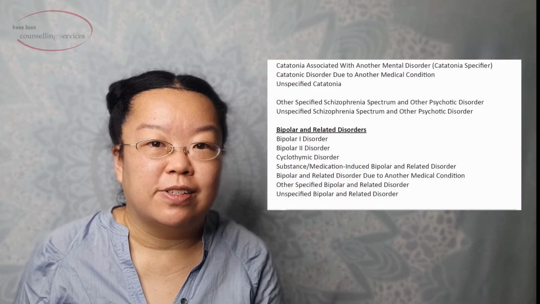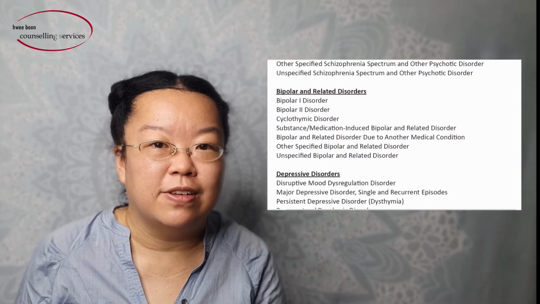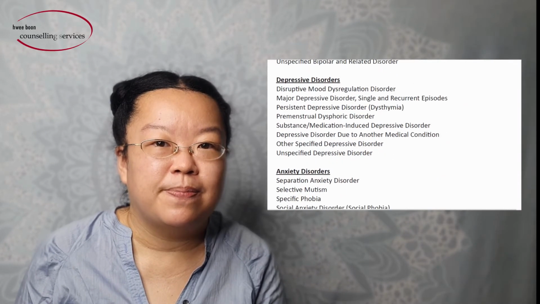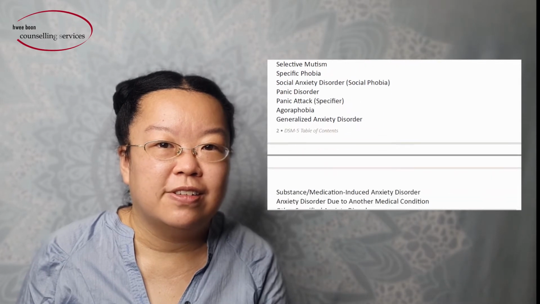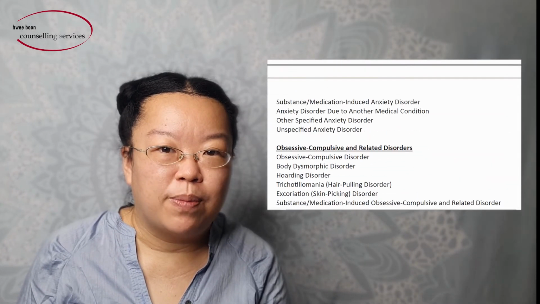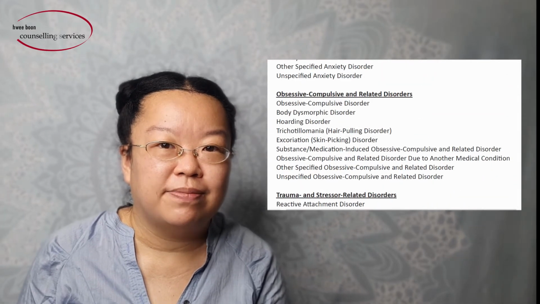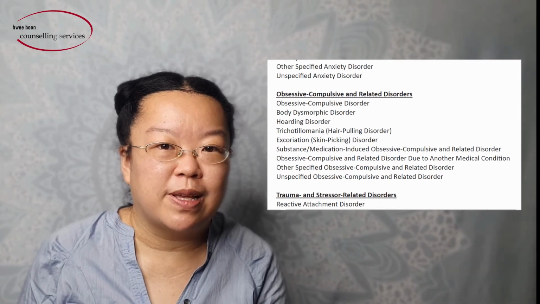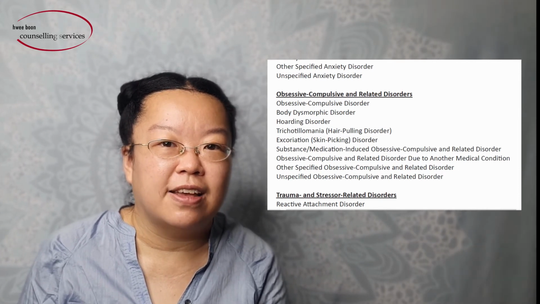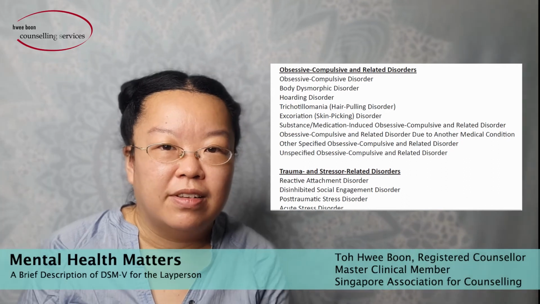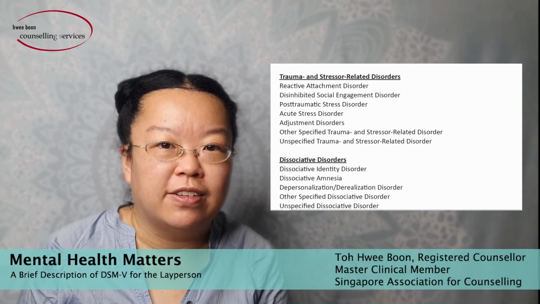Next, you have bipolar disorders and related disorders, depressive disorders, you have anxiety disorders, then you have obsessive compulsive and related disorders. So a person who is obsessive or keeps cleaning his hands, etc. compulsively. Then you have trauma and stressor related disorders.